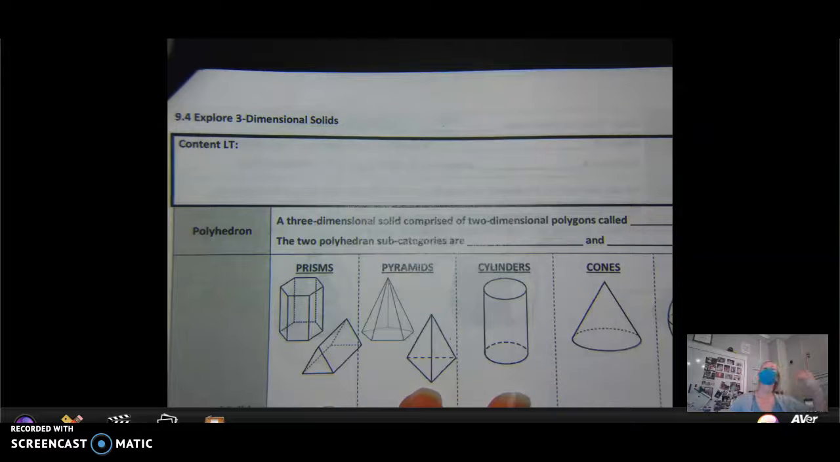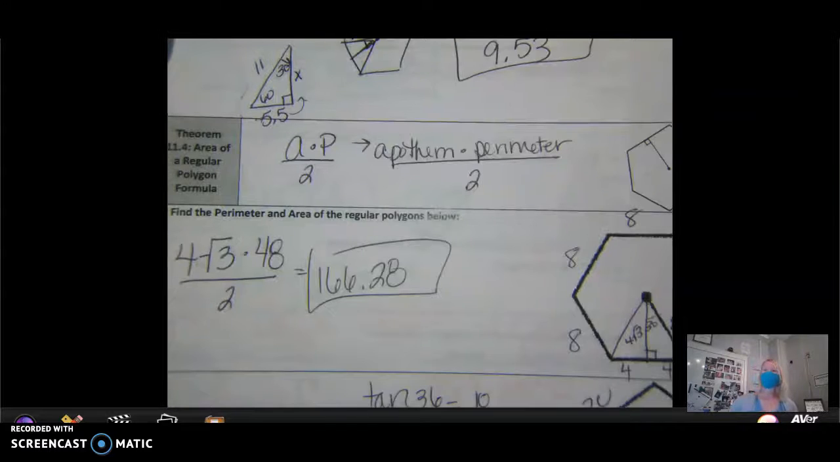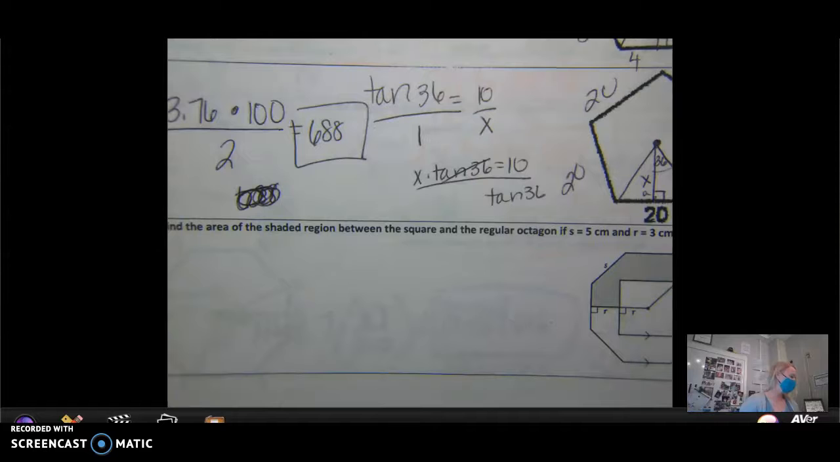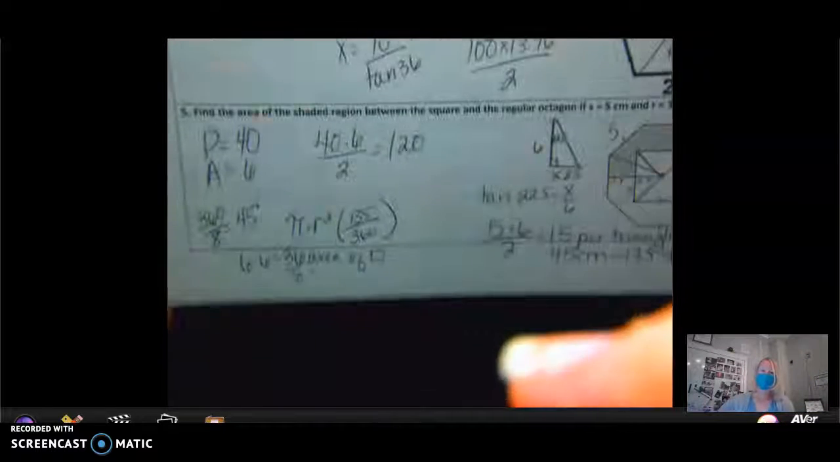9.4, so now we're going to start three-dimensional solids. Oh, first thing, let's go back to this guy. This bottom one, what did you guys get for an answer? Anyone want to be brave and let me know what you got? Agree? That is correct, 31.5. My work is kind of all over the place on this.